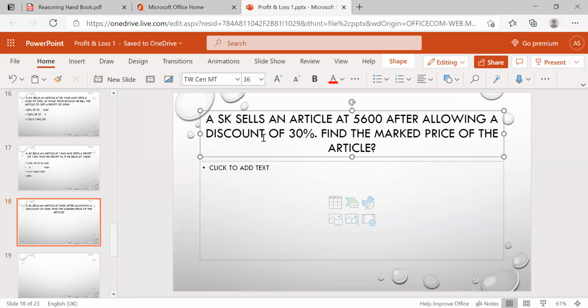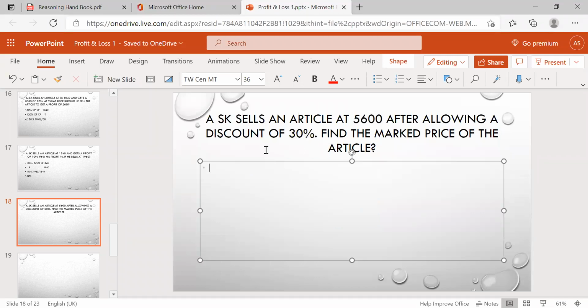Now, what they're asking here, see, this is another model. It comes under discount. So a shopkeeper sells an article at 5,600 after allowing a discount of 30%. Find the market price of the article. So here, what is 5,600? 5,600 is nothing but SP, selling price. And what's the discount they gave? 30% discount, and they're asking to find the market price.